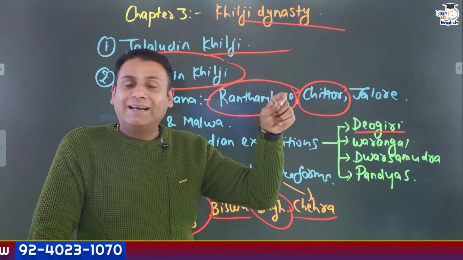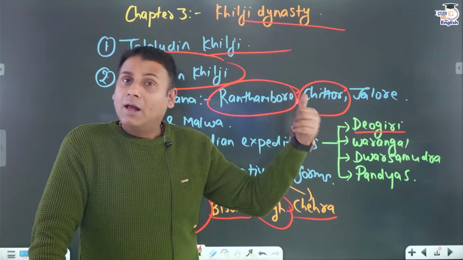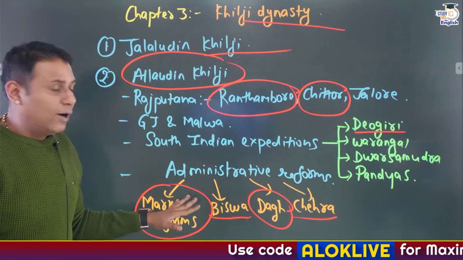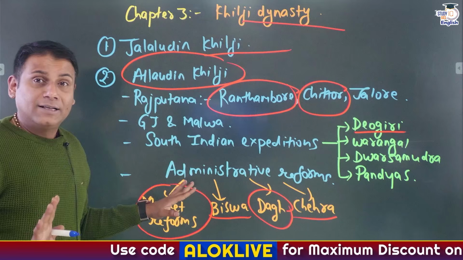Amir Khusro was given the title Parrot of India. By whom? Alauddin Khilji. So study about that. So these are the important points that you need to study in Khilji dynasty.